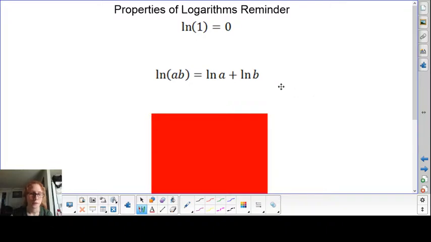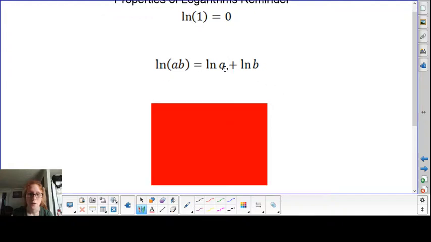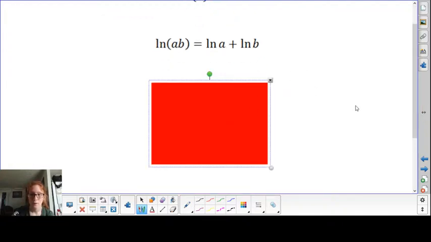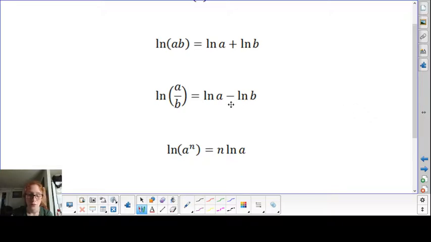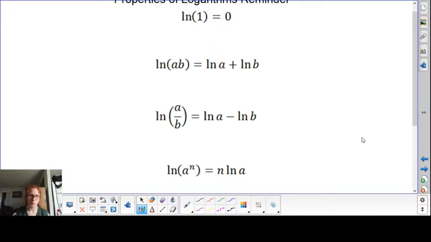So very similar to our exponent rule. Anything to the 0 is 1. If you have multiplication, you just add them. If you have division, it's a subtraction. And then the one that's a little bit different is a power becomes a coefficient. So again, we've talked about these earlier in the year. You've seen them before, but we needed them in order to be able to continue going on with our notes today.